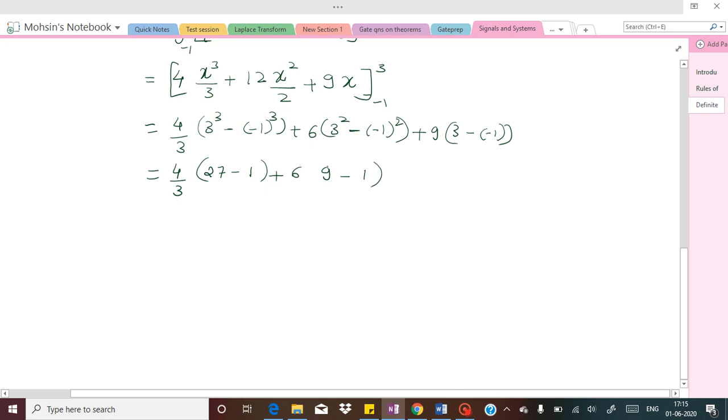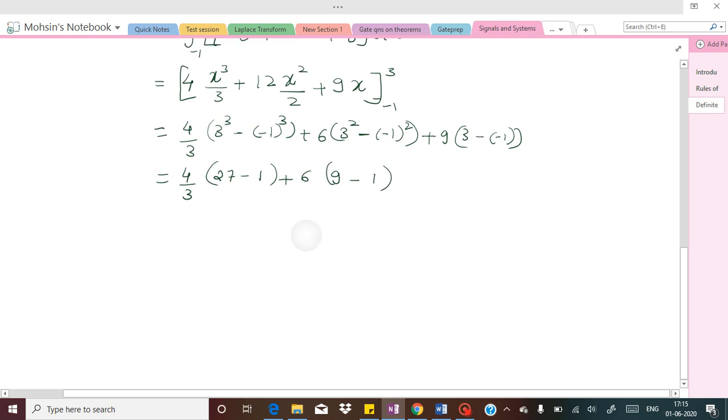I think here in the first term it is minus 1, and here already we have minus, so it will become plus, so 27 plus 1, make that correction. Then 6 times 9 minus 1 plus 9 times 3 minus of minus plus, so 3 plus 1.